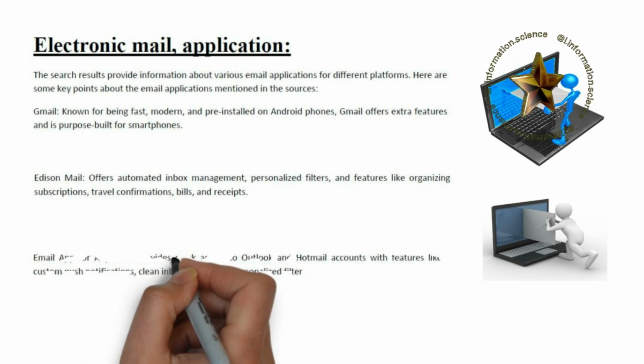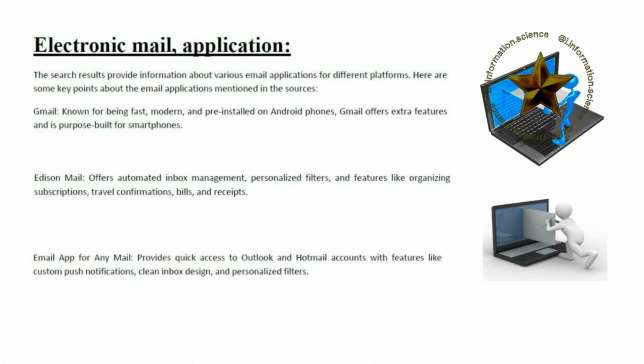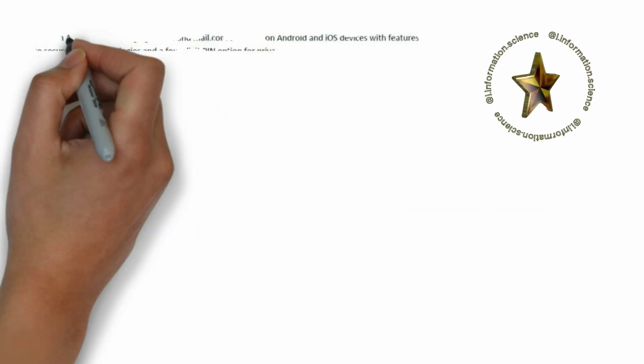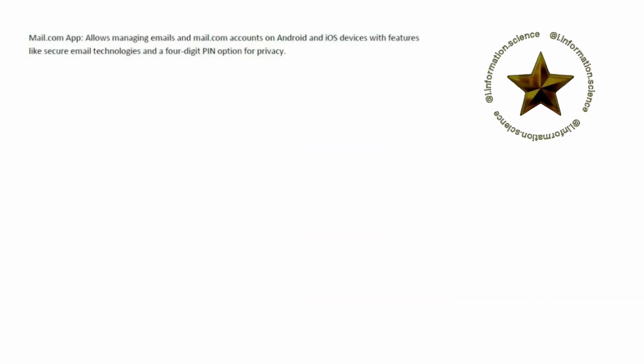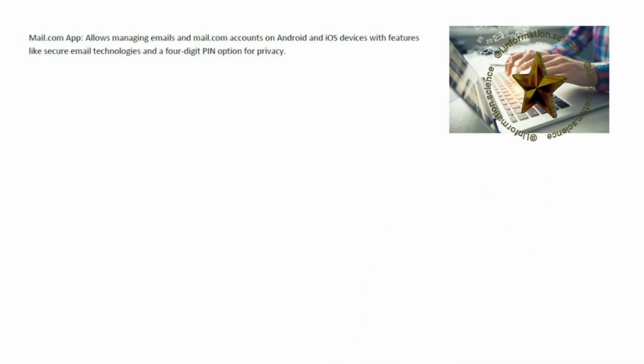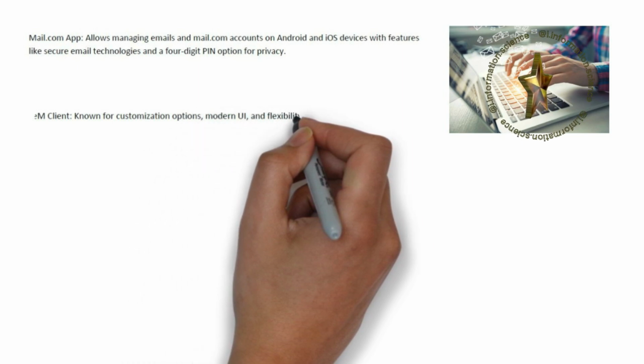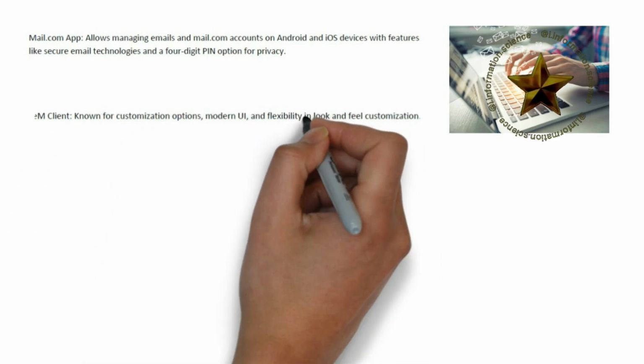Email app for any mail provides quick access to Outlook and Hotmail accounts with features like custom push notifications, clean inbox design, and personalized filters. Mail.com app allows managing emails and Mail.com accounts on Android and iOS devices with features like secure email technologies and a 4-digit PIN option for privacy. M-Client, known for customization options, modern UI, and flexibility in look and feel customization.